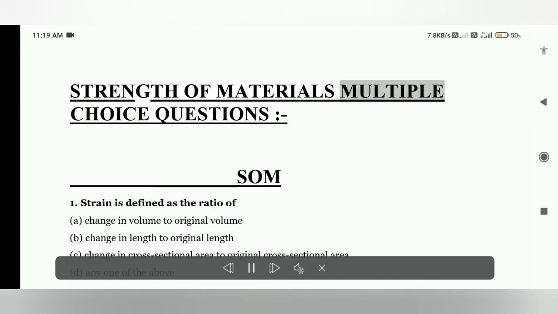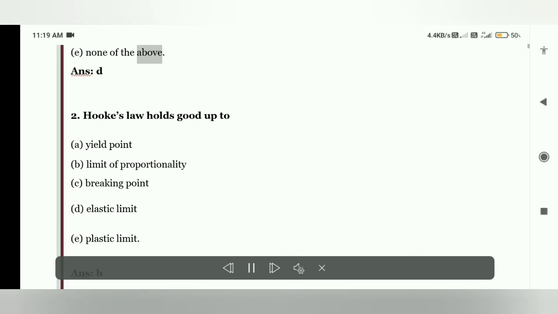Materials, multiple choice questions. Sum. 1. Strain is defined as the ratio of change in volume to original volume, change in length to original length, change in cross-sectional area to original cross-sectional area, any one of the above, none of the above. Answer D.